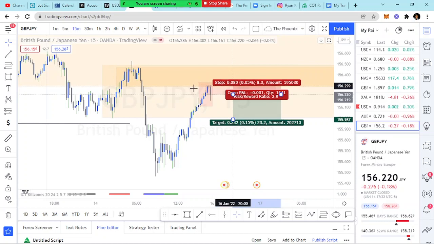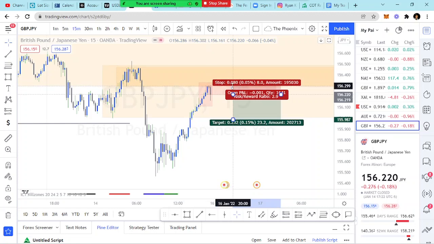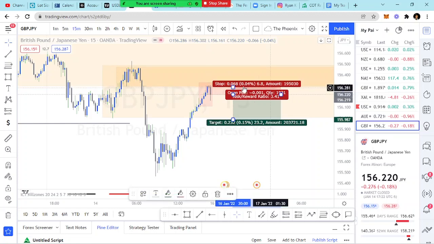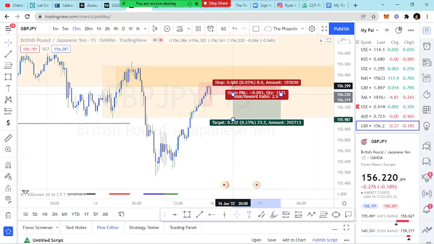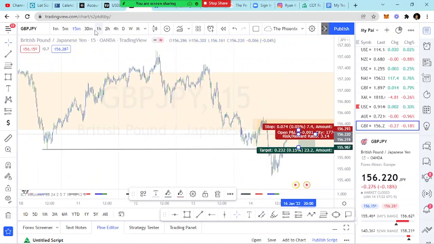And the stop loss would be at the close of the candle, that's up at the top. Let's adjust this a little. All right, so you have about an 8 pip stop loss there. And let's go back to the 1 hour to look for a target.